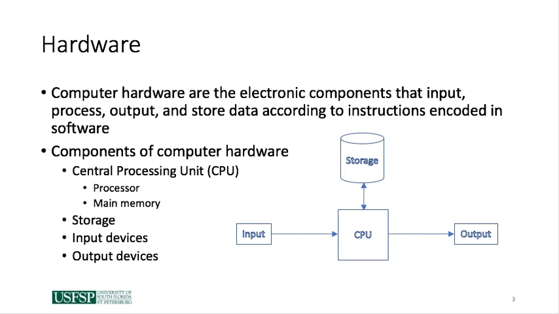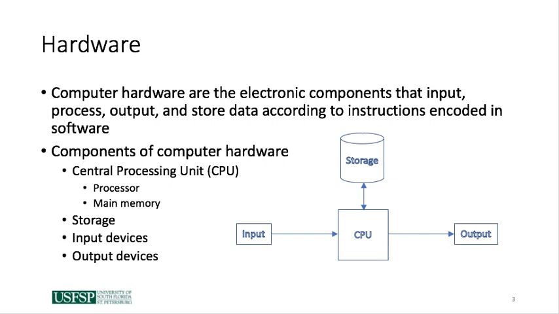Hardware are the electronic components that input, process, output, and store data according to instructions encoded in software. As you will see from this definition, hardware and software go together. Without software, hardware is just a set of expensive equipment sitting in a corner, and without hardware, software would not be able to do anything.